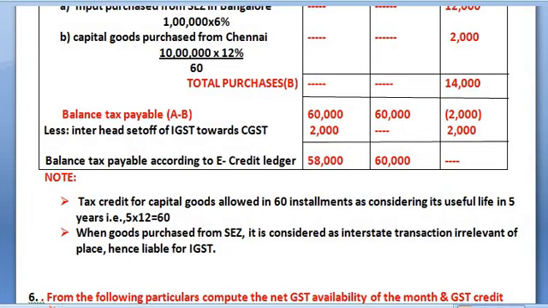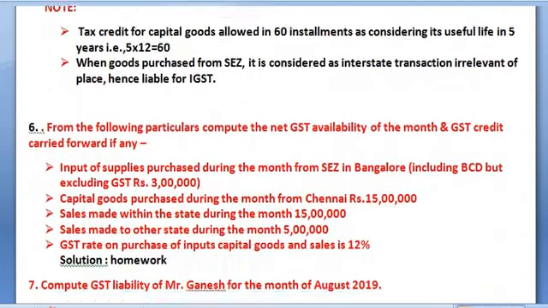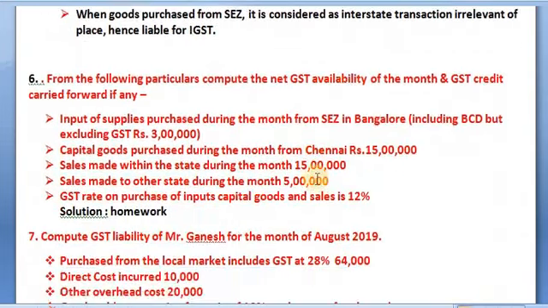Okay, I hope you all are clear with this. Now I will be giving you all another problem. This is for homework. Similar problem I want you all only to calculate. Input of supplies purchased during the month from cess in Bangalore. Cess andre matte IGST ಮಾಡಿ. Here it is very clearly given, including BCD but excluding GST. Similar to previous problem, I think you all can solve it.